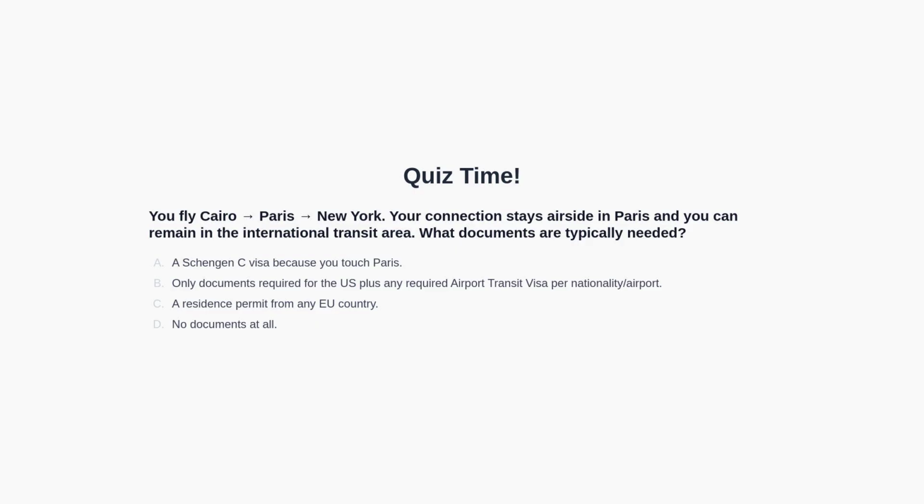Second quiz. Question. You fly Cairo to Paris to New York. Your connection in Paris stays airside, and you can remain in the international transit area. What documents are typically needed? Options. A. A Schengen C visa because you touch Paris. B. Only documents required for the United States plus any required airport transit visa depending on nationality and airport. C. A residence permit from any EU country. D. No documents at all. You may pause the video now to think about the answer. We will discuss the answer in the next section of the video.